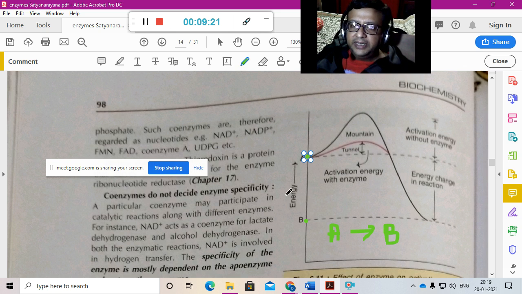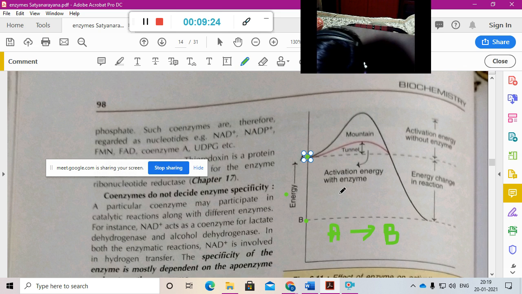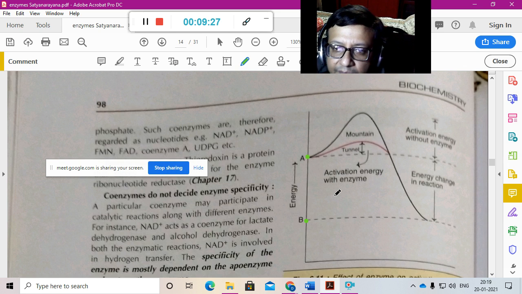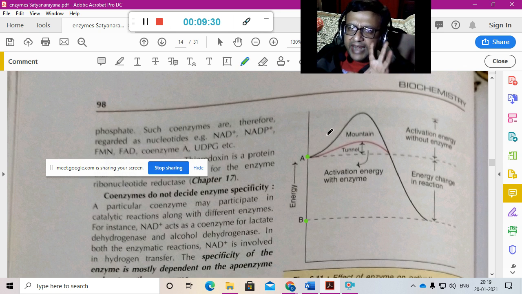So A to B. Now what happens is that for any reaction to take place, there is an energy barrier, there is a mountain. You have to give this much energy, only then it can tip and come over here. A is in a higher energy state, B is in a lower energy state. That is when glucose 6-phosphate is broken down to glucose, so energy is released.